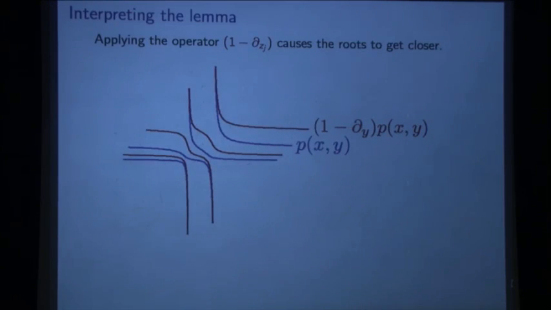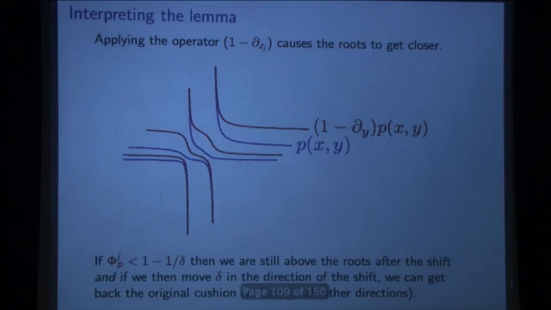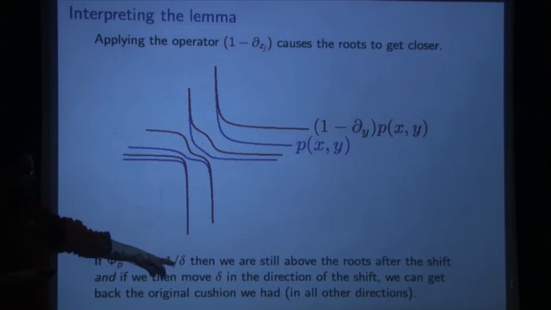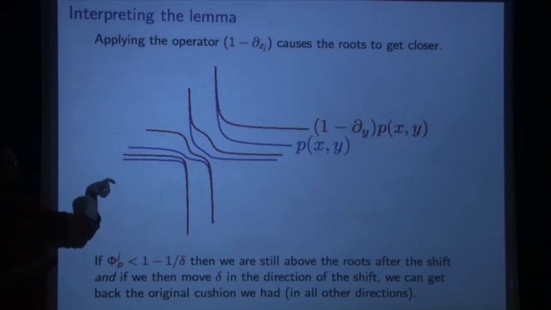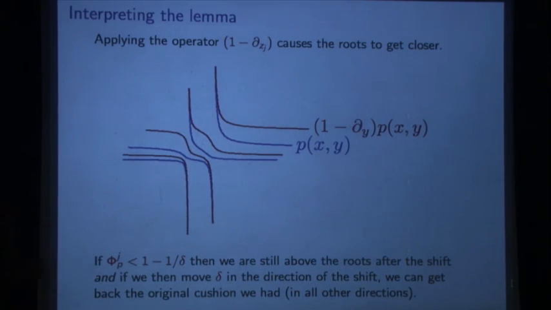And how do we interpret this? Well, if I apply this operator, the lobe becomes closer. And if I know that phi pj is less than 1 minus 1 over delta for some delta, that essentially tells me that that's how far I need to move in order to maintain the cushion that I had before in each direction.